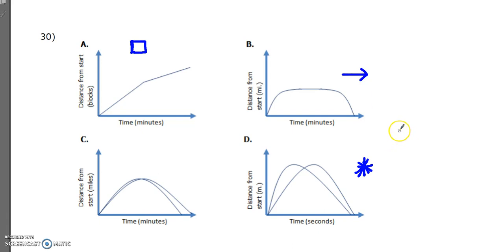Mike and Ron rode their bikes from Middletown to Centerville and then back. Soon after they began riding, Mike was ahead of John. So this definitely would be the star. That's right.